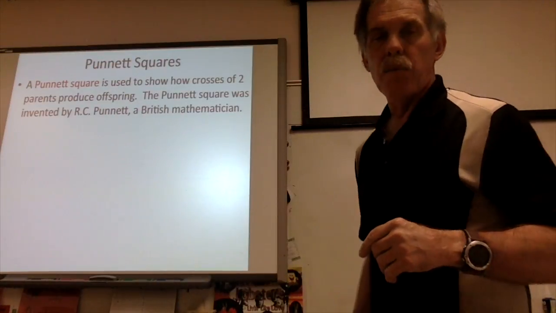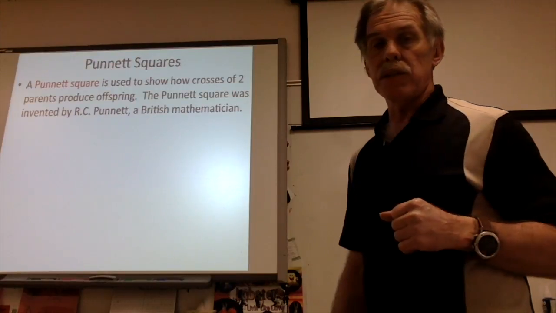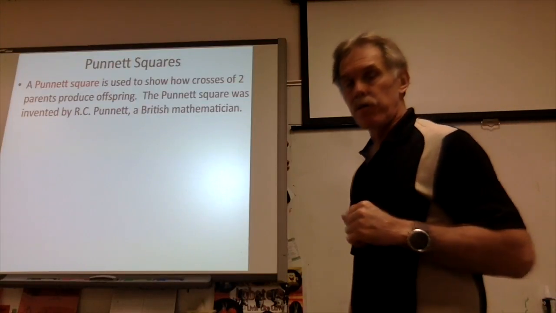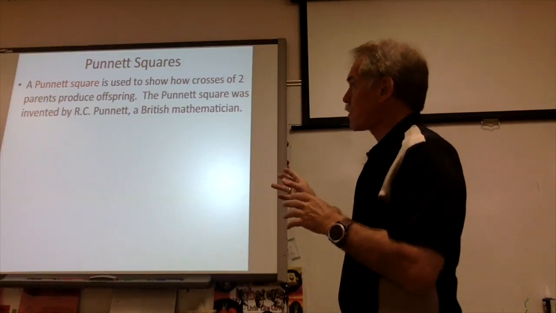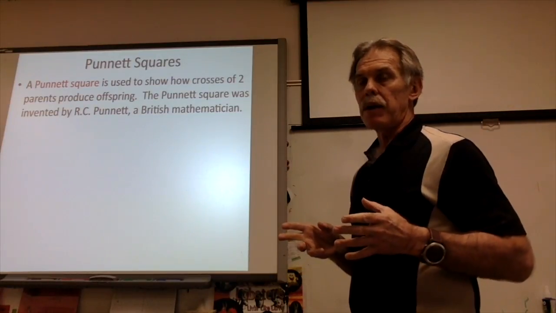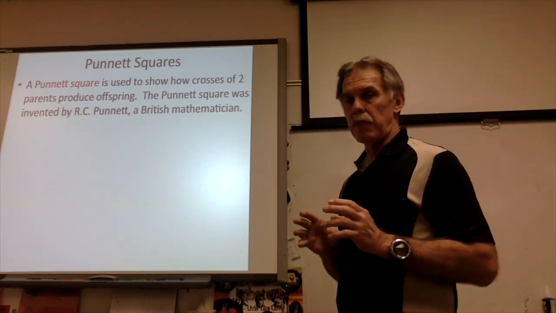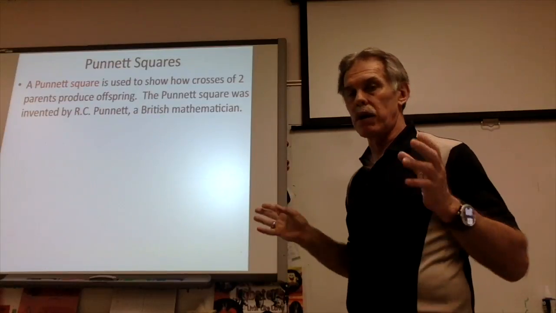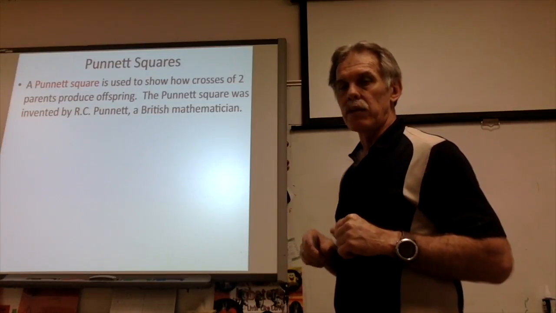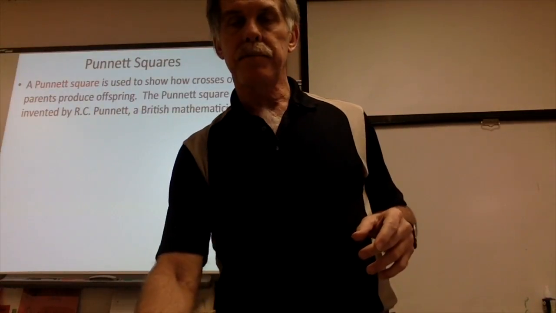So we're going to look at Punnett squares. R.C. Punnett was a British mathematician and biologist who invented the Punnett square, and it's a way for us to represent the characteristics that we've been talking about. We're going to start out with a four-square, which is just a single trait being passed on. Later on, we're going to get to a double trait, which has a bigger square. So let's look at it.